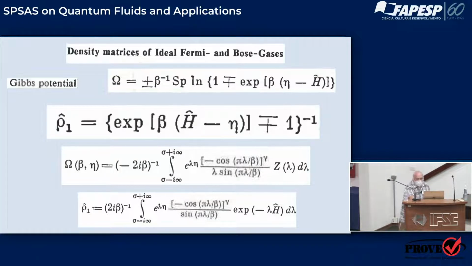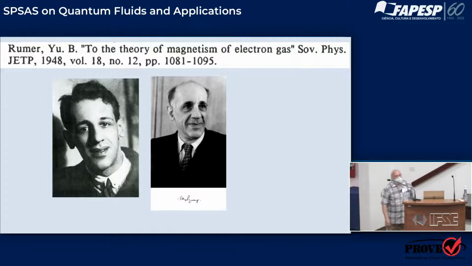This was done by another great Russian physicist, Yuri Rumer, in one of his papers in 1988. Now here again, his photo when he was young, of your age, and the photo when he was much more old.